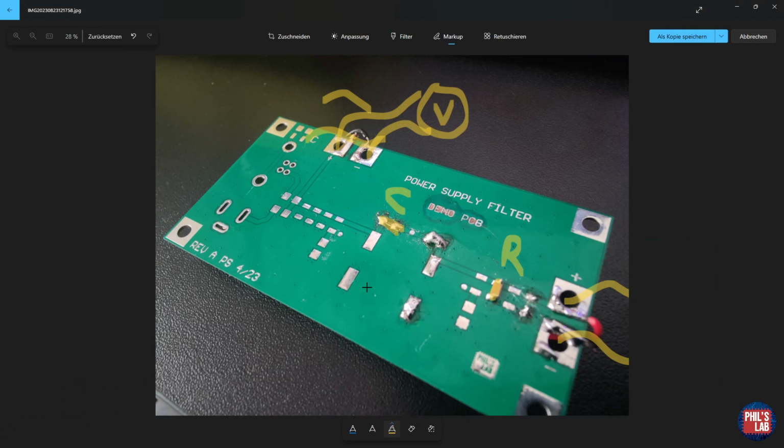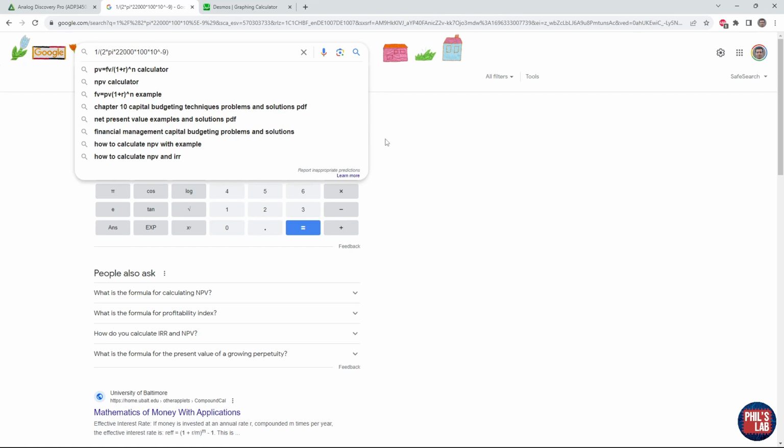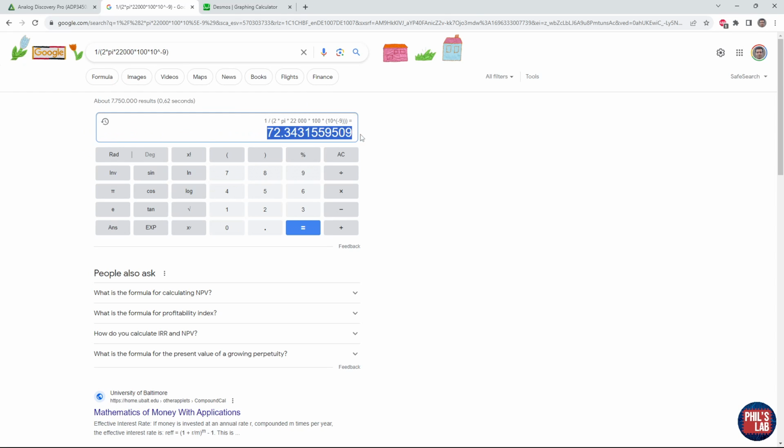Now let's use the minus 3 dB frequency, so our cutoff frequency calculation, to figure out what our cutoff frequency should be for our 22 kilo ohm resistor and 100 nanofarad capacitor high-pass filter. So that's what I've typed in here. So 1 over 2 pi times 22 kilo ohms times 100 nanofarads gives us a cutoff frequency of about 72 Hz. Let's see if this corresponds to the real-world measurements.